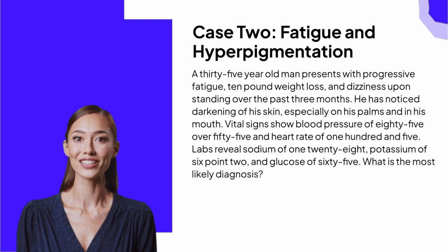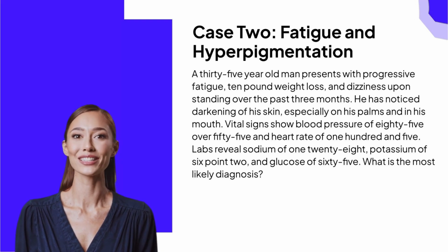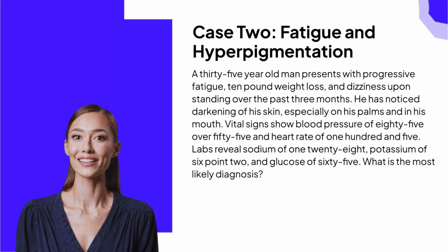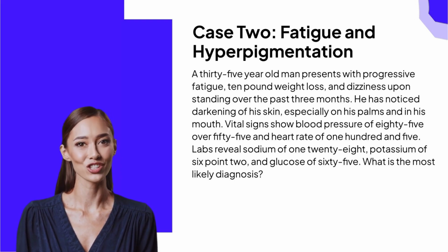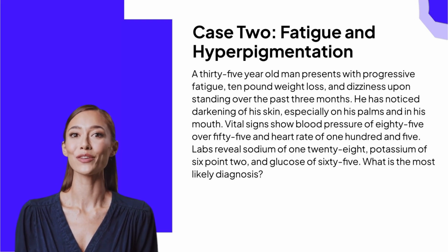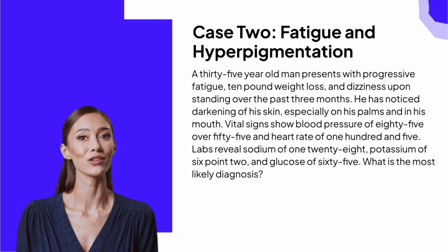The lab findings are textbook: hyponatremia, hyperkalemia, and hypoglycemia. This is because the patient lacks both cortisol and aldosterone. Remember, in secondary adrenal insufficiency from pituitary failure, you would not see hyperkalemia or hyperpigmentation because the renin-angiotensin-aldosterone axis is intact and ACTH is low, not high.